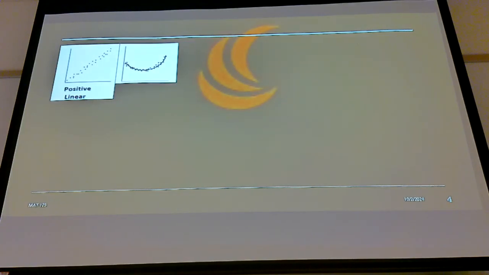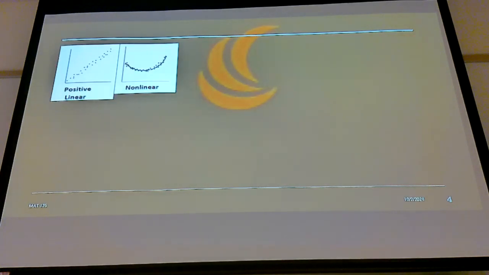This is nonlinear, obviously. This one's actually quadratic. This is a quadratic relationship. But for purposes of this course, we're just going to say it's nonlinear. Kind of relationship here. What is it? Negative what? That'd be negative linear.